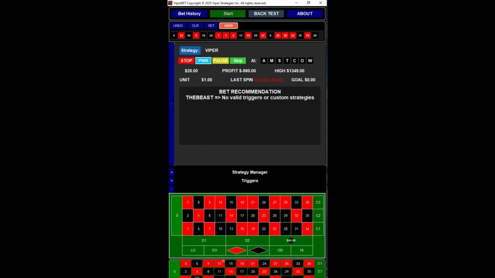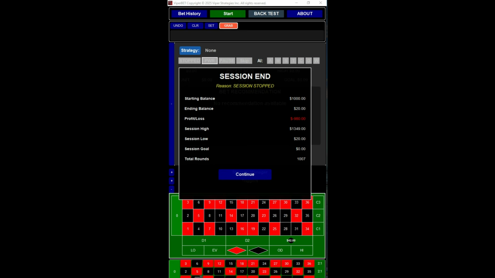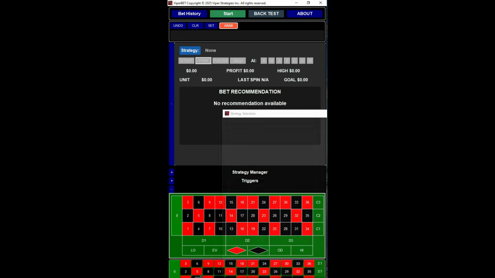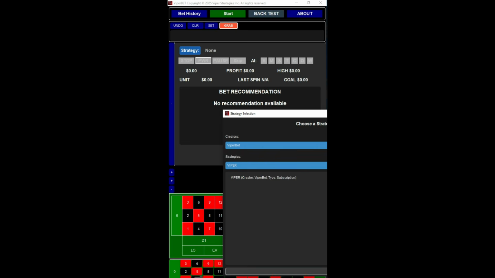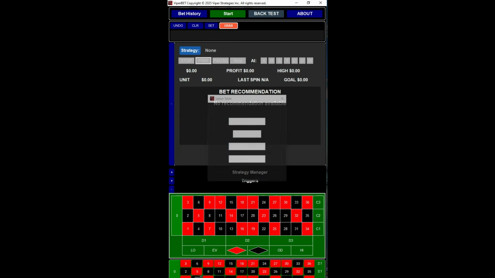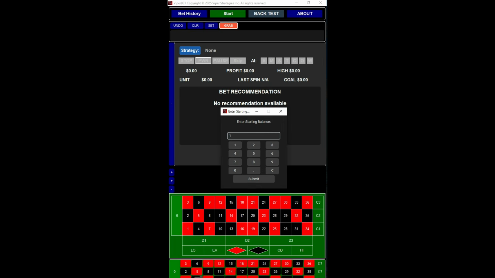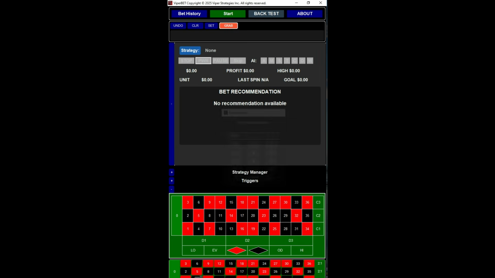Okay, so let me go ahead and reset this. I'm going to try to do it real quick. We're going to reset everything. Stop this session. So you can see that we did peak out in profit, ended with only 20 bucks, so it did bust. Let's go ahead and start a new session real quick. Same bankroll is going to be 1,000 bucks.